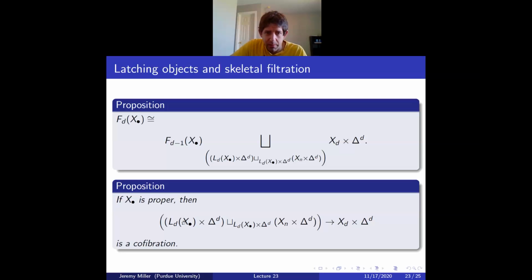basically that if you're proper, then this map here is going to be a cofibration, which basically will let you, using that push-outs along cofibrations preserve homotopy equivalences, prove that the geometric realization is homotopy invariant, each skeleton at a time. So you're comparing.